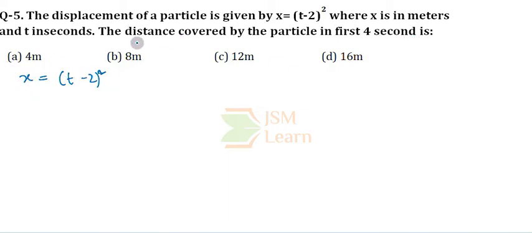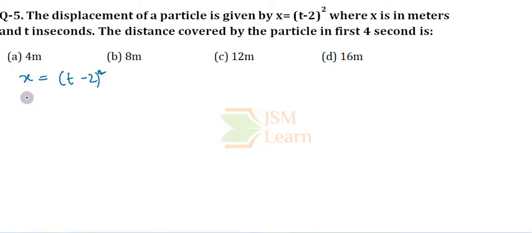Also, they are asking us to find the distance covered by the particle in the first 4 seconds. There is a small difference between distance and displacement. For your information, distance is nothing but the path traveled by the particle. Displacement indicates the position of the particle with respect to some point. Okay, it indicates the position.